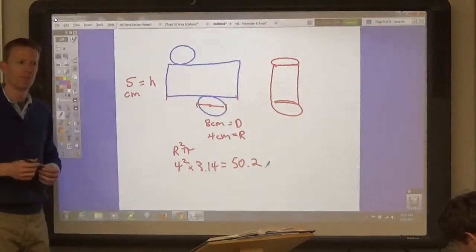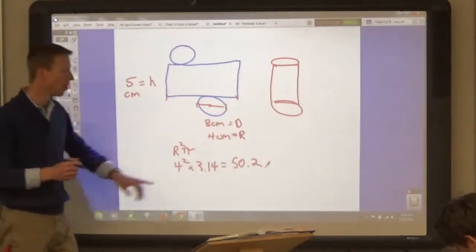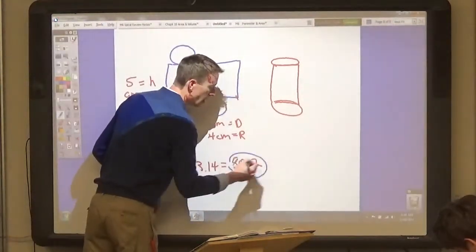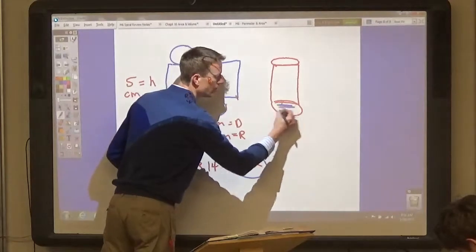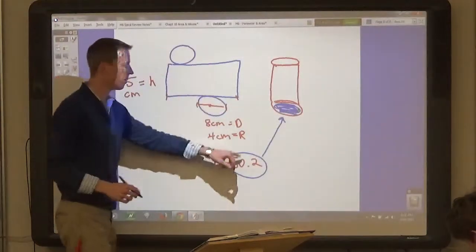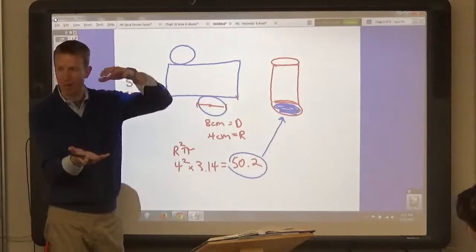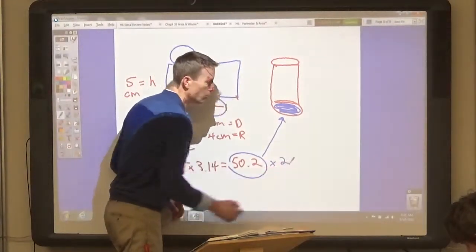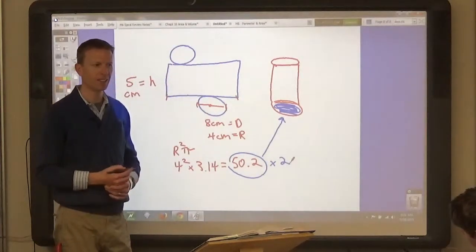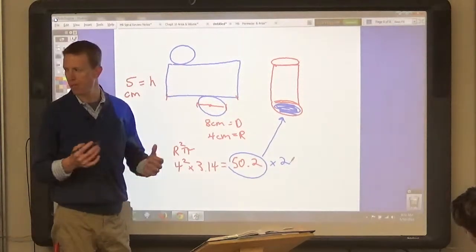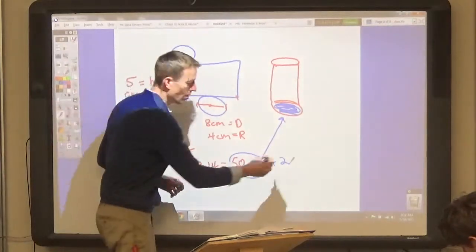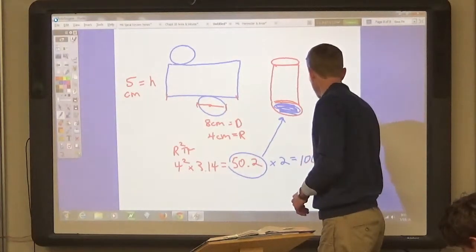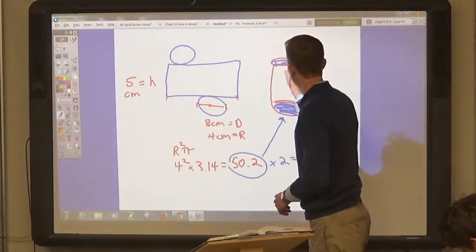Okay. Now, we have to multiply that by 2 because there's 2 of them. 50.2 is the area of one of them, and we have 2 of them, right? A top and a bottom of the can. So we have to multiply it by 2. What would that be? 100.4, right? 100.4. So that's the area of this.